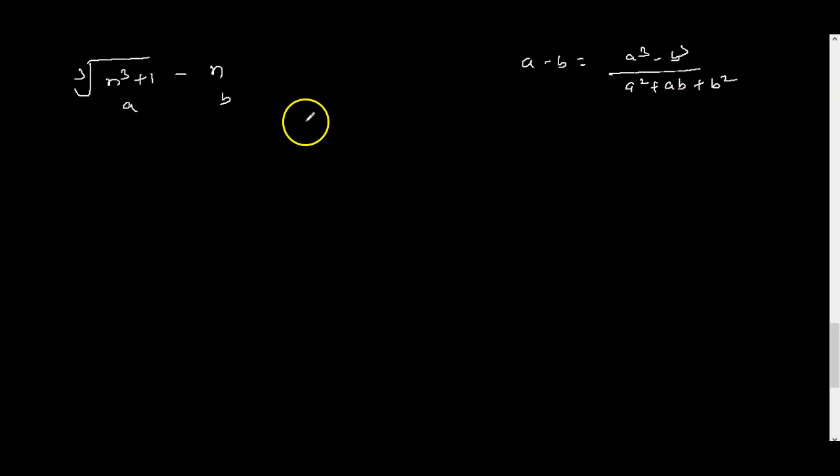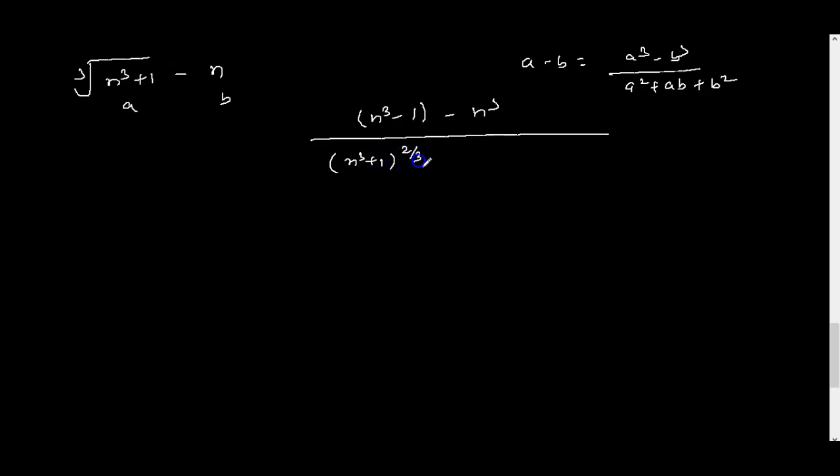Here this one is a cube, so I can write n cube plus 1 minus b cube, which is n cube, right? Divided by a square, which is n cube plus 1 to the power of 2 by 3, plus ab, which is n times n cube plus 1 to the power of 1 by 3, plus b square, which is n square. Any doubt in here?